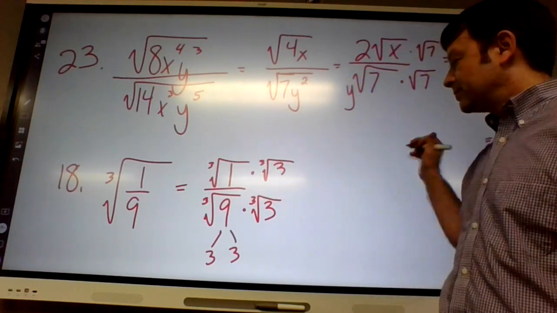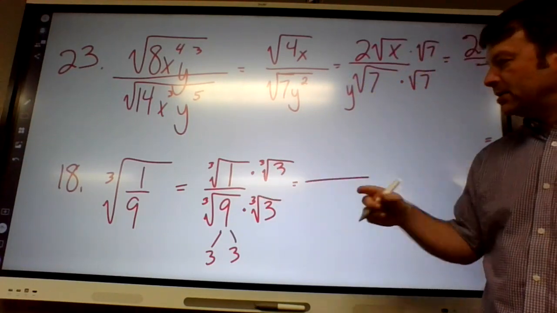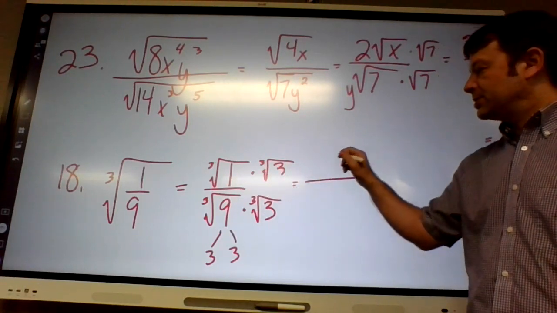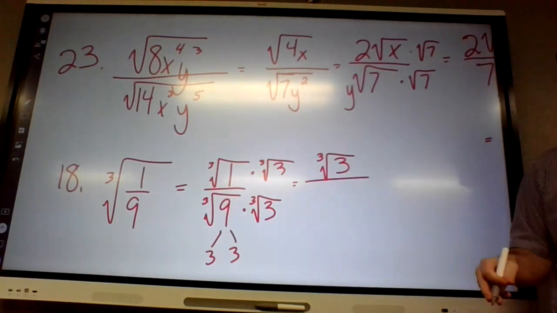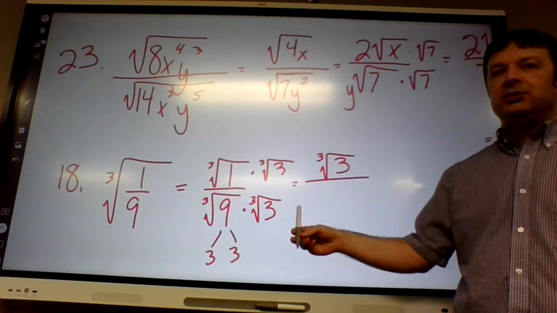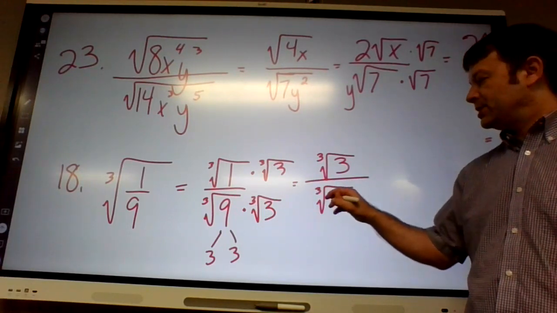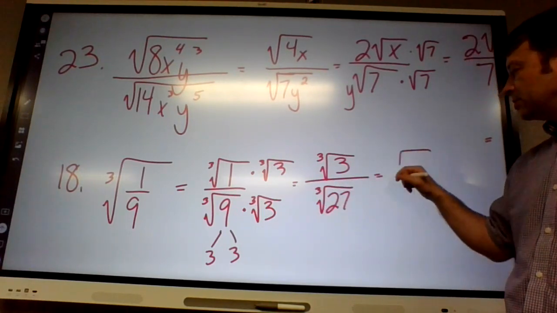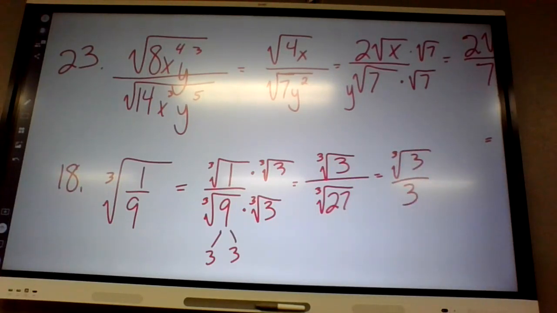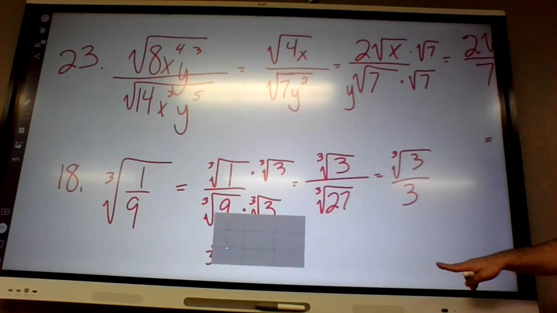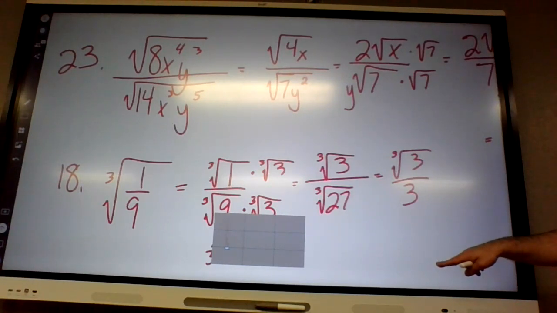Let's get that equals on there. So the top is cube root of 3, and the bottom is cube root of 27, which is 3. That's not too bad. It's the same as the other problems, it's just the third time you've seen it.